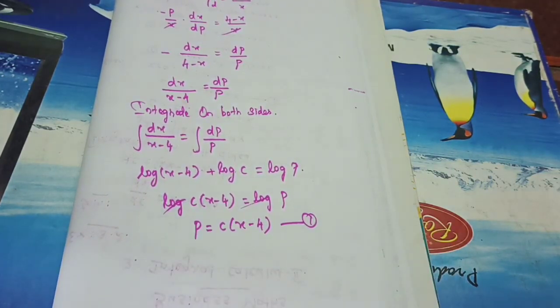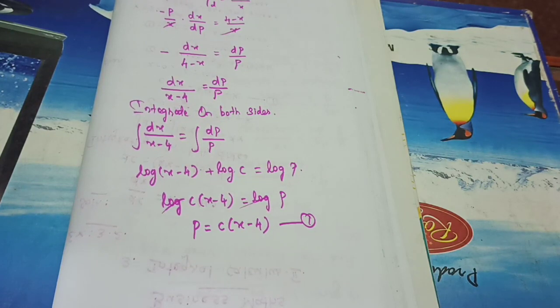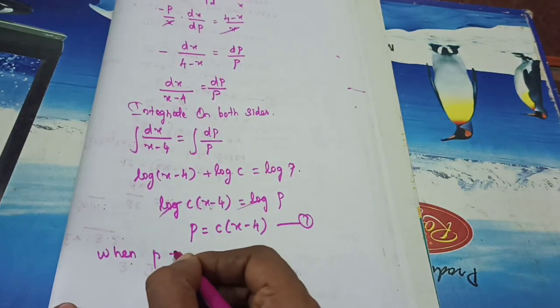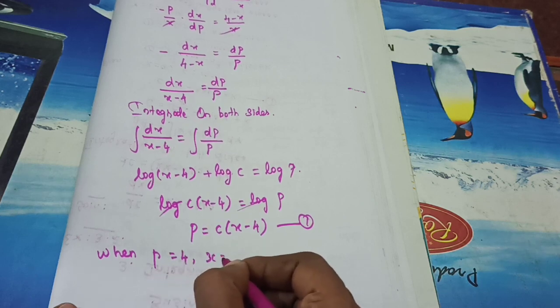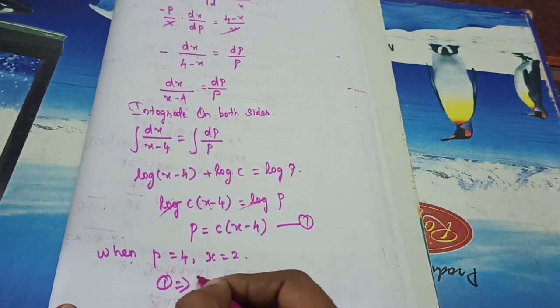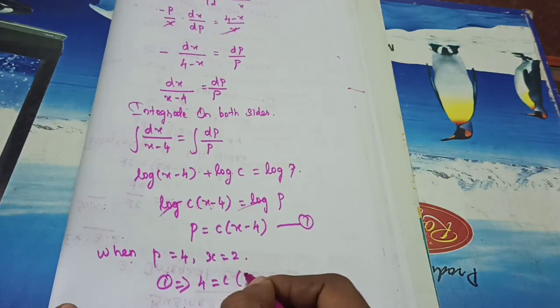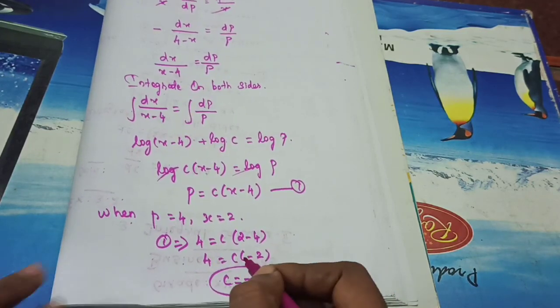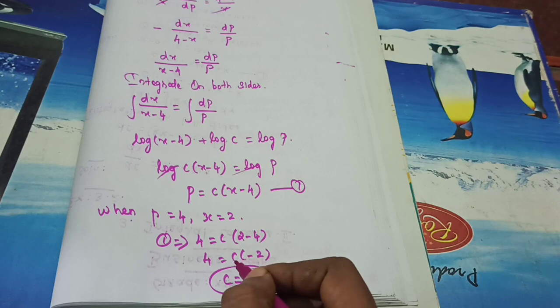So in your question they gave that when price is 4 and the demand is 2, where demand means x. So when p is equal to 4 and x is equal to 2, substitute in 1. So 4 is equal to c into (2 minus 4). So 4 is equal to c into minus 2. So c is equal to minus 2. Correct? C equal to minus 2.